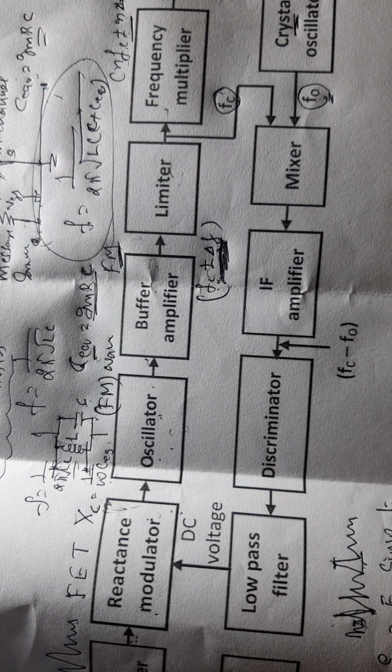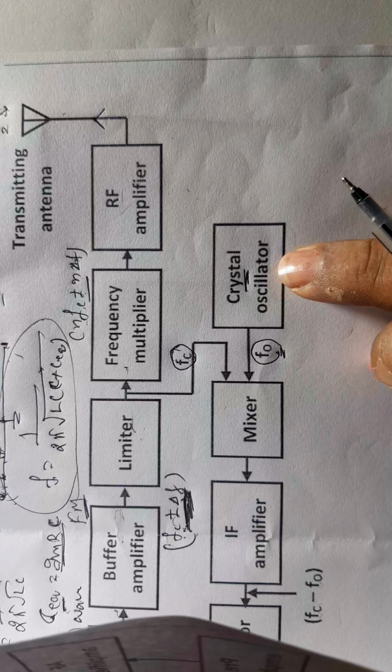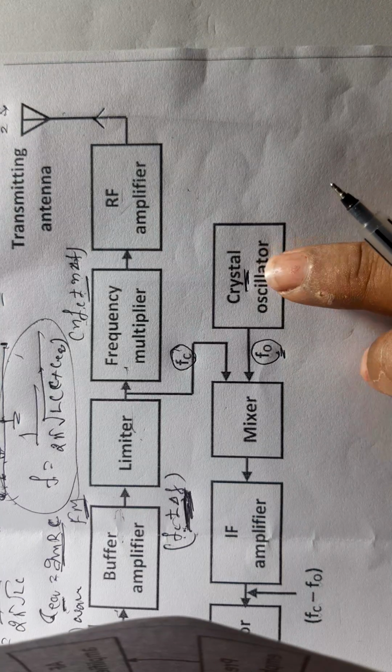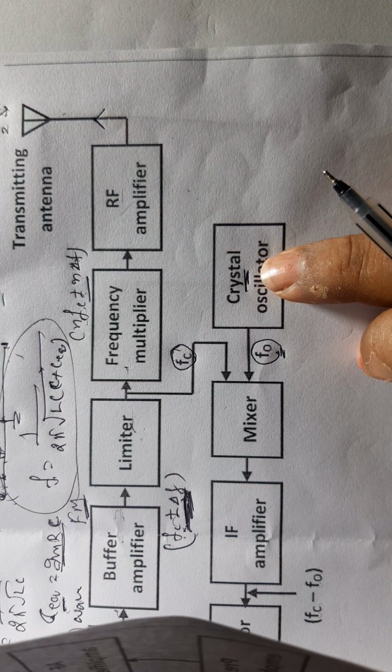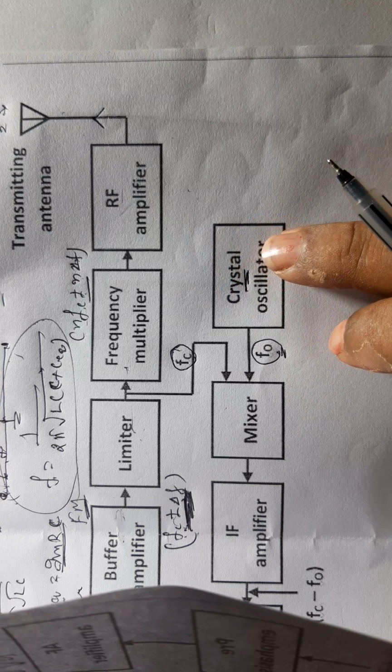Colpitts oscillator, Hartley oscillators, RC phase shift oscillator, Wien bridge oscillator, etc. In this crystal oscillator, the oscillations are produced by the crystal placed between the two plates. You don't have to draw the circuit, okay?